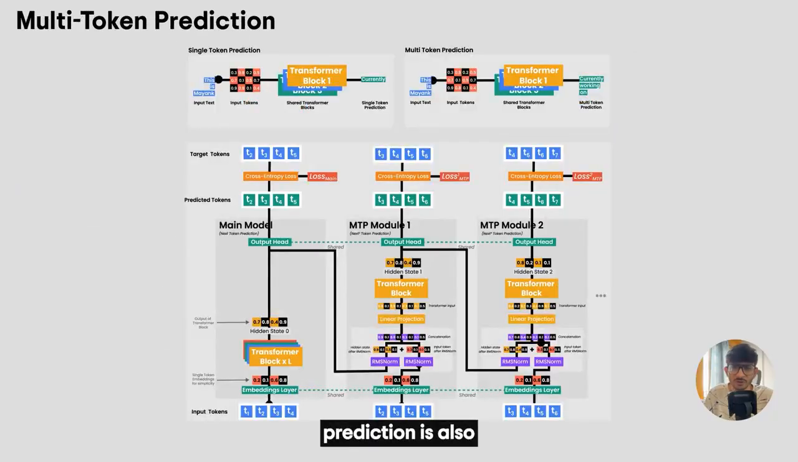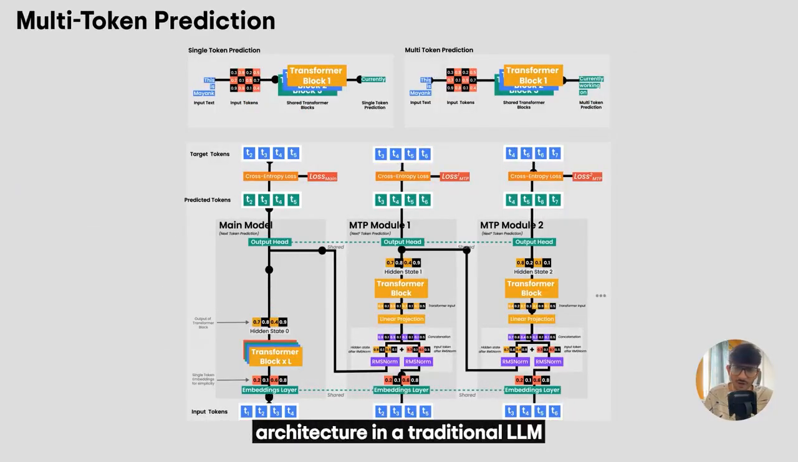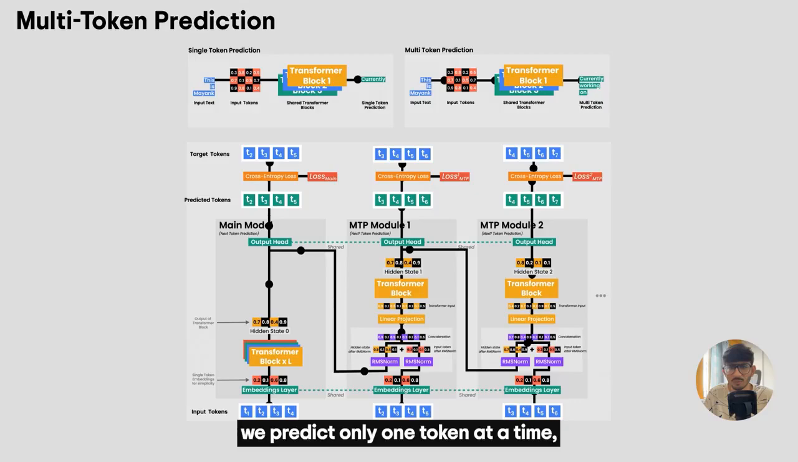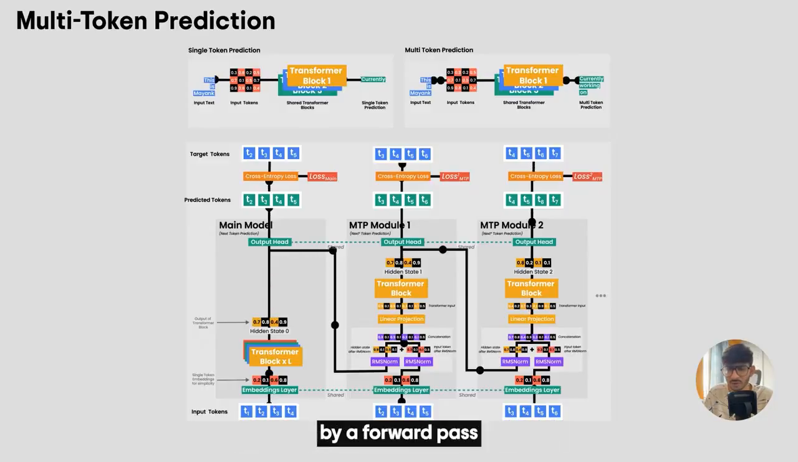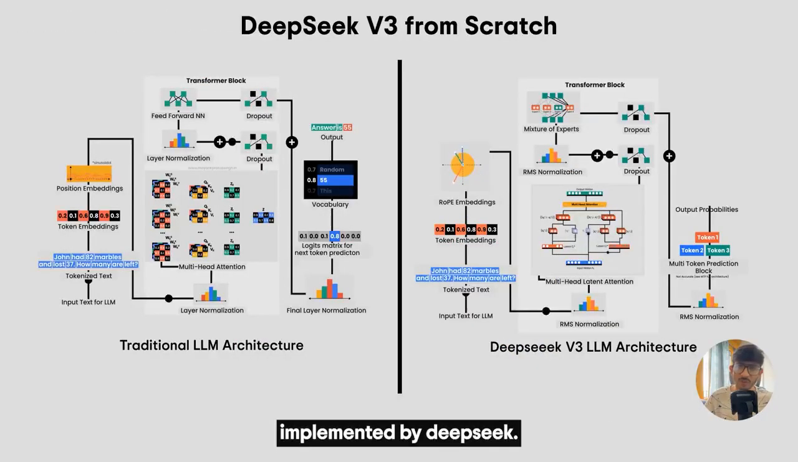Multi-token prediction is also one of the key changes in the DeepSeek architecture. In the traditional LLMs, we predict only one token at a time. But in multi-token prediction, it predicts multiple tokens at the same time. This improves the training efficiency by providing more learning signals per forward pass and enables faster inference through speculative decoding. So these are the major innovations implemented by DeepSeek.